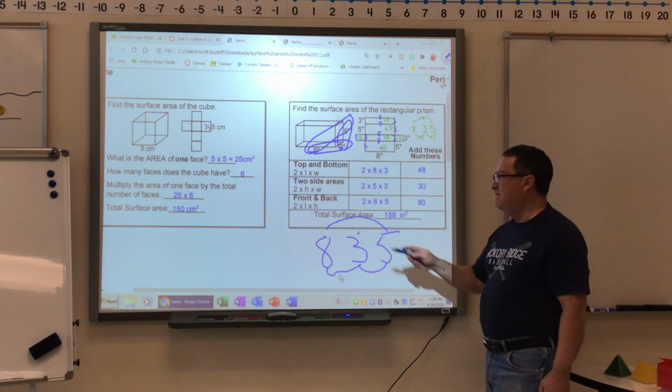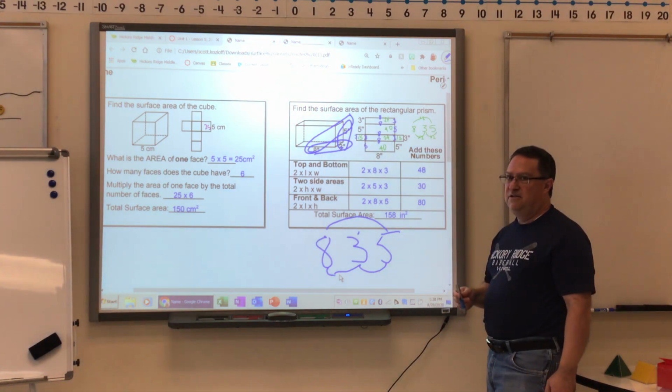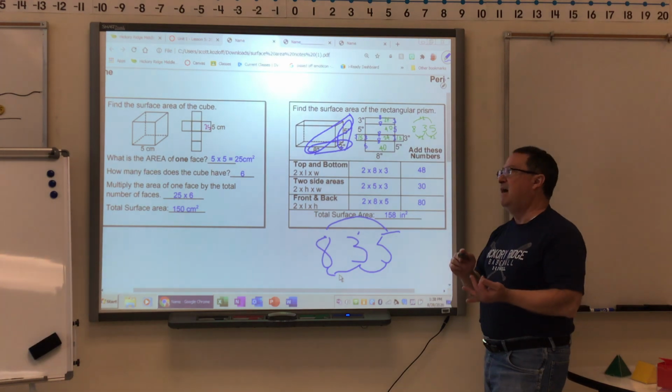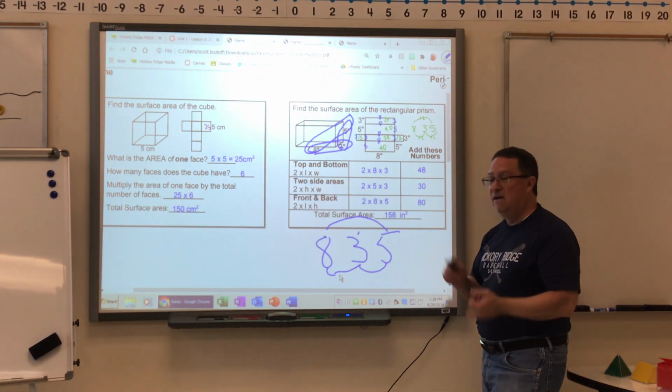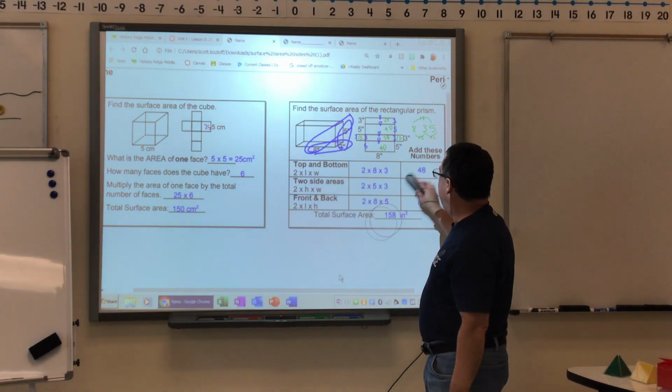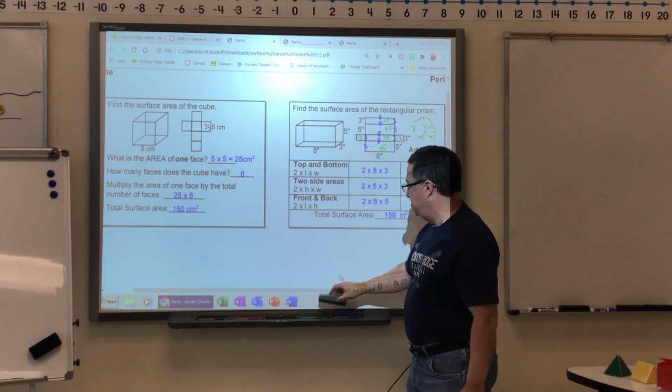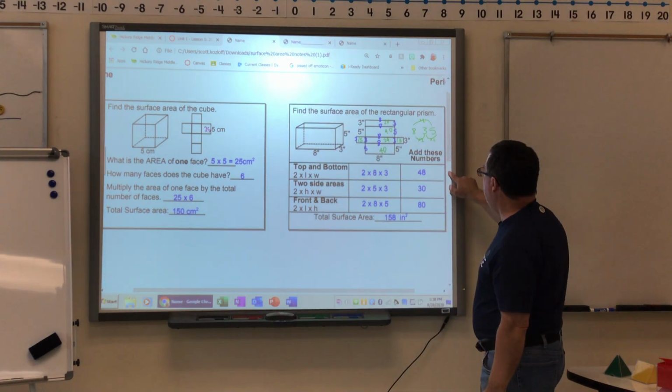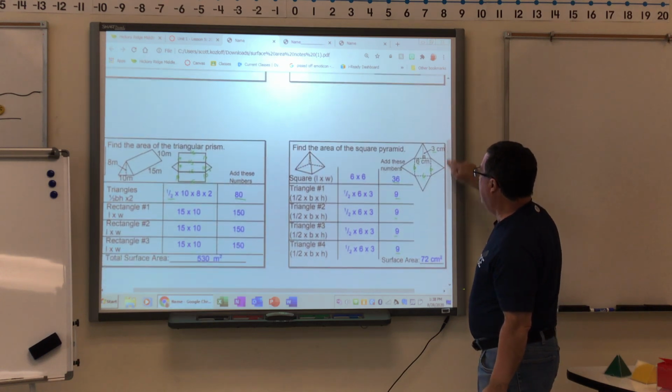And each one of those will be multiplied by 2 because the top and the bottom, the two sides and the front and the back are all the same. Okay? Play that back if you need to a couple times, and I think that should help. Let's go down here to the next 2 slides.